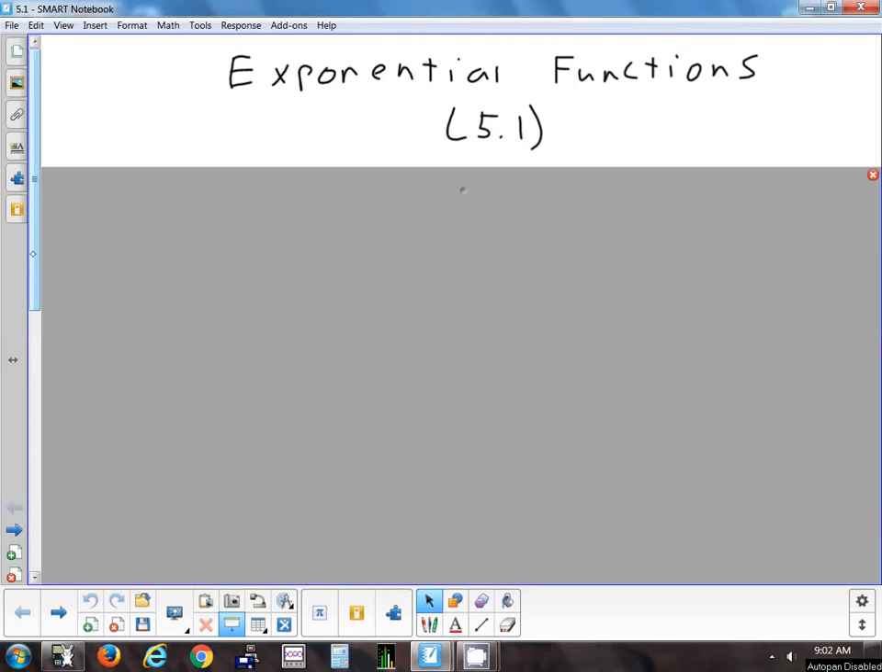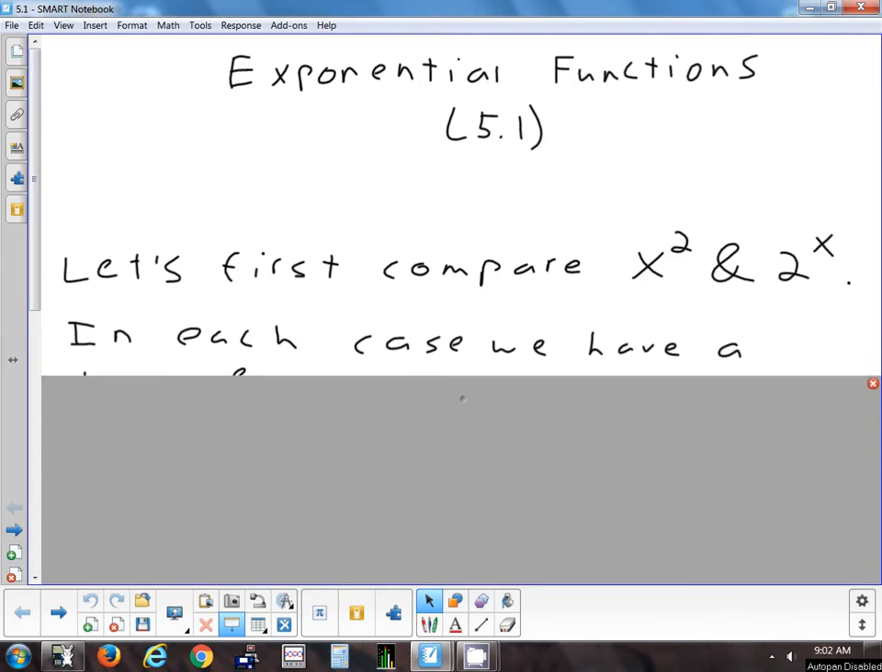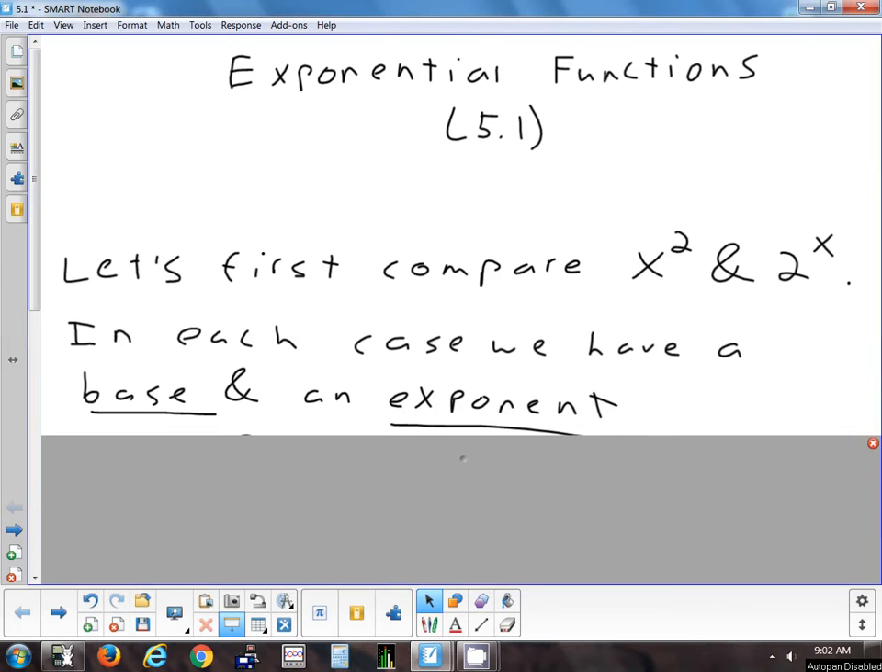Okay, so first section we'll look at in Chapter 5 is 5.1. It's on exponential functions. And I just want to start by comparing those two expressions I wrote. In each case, you have a base and an exponent. But if you look carefully at the exponent, depending on what it is, that can tell you whether or not you have an exponential function.